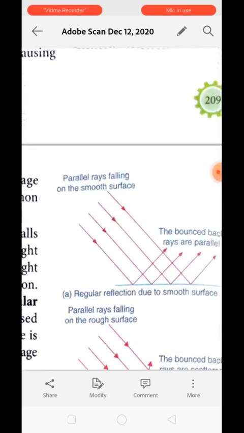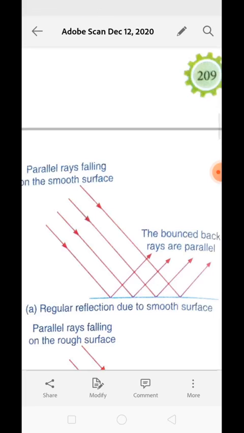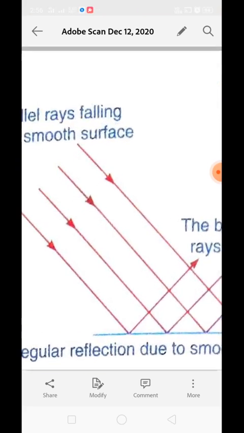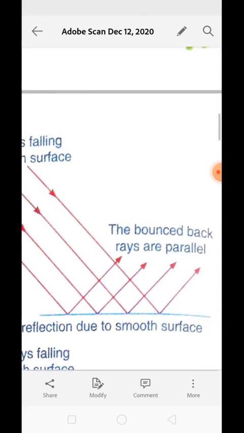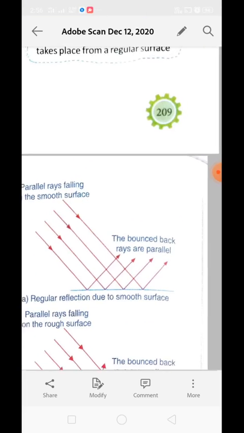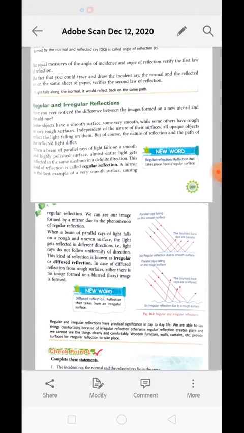You can see the incident ray, when it falls on a very smooth surface, what will happen? All the rays will return into the same medium as parallel light, a parallel beam of light. You can see the parallel beam is falling on the surface and is returning in a parallel way as well. In this way a regular image is formed. Then what about irregular reflection?